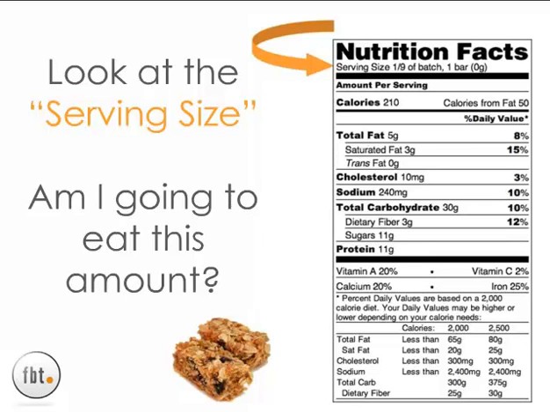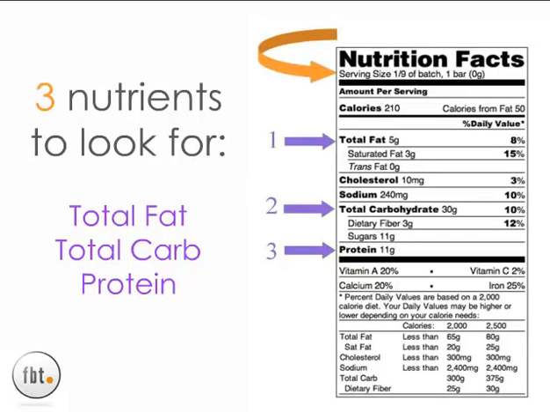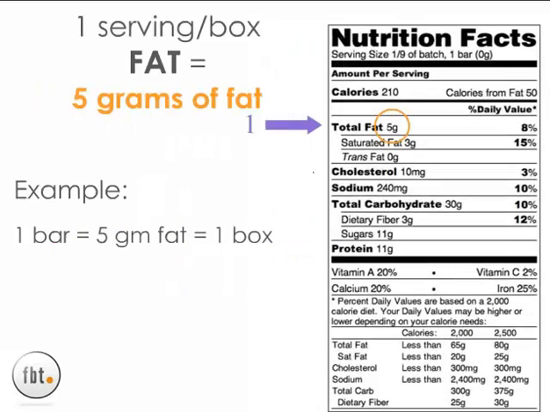What I have here is a homemade protein bar, and the serving size you see here is for 1/9 of the batch, or 1 bar. I'm going to eat just 1 bar, so I will use the label as it is. But if I was going to eat 2 bars, then I would need to double all those numbers. So after the serving size, the next 3 nutrients I'm going to look for are total fat, total carbohydrate, and protein. First, fat. 1 serving or 1 box of fat equals 5 grams of fat.